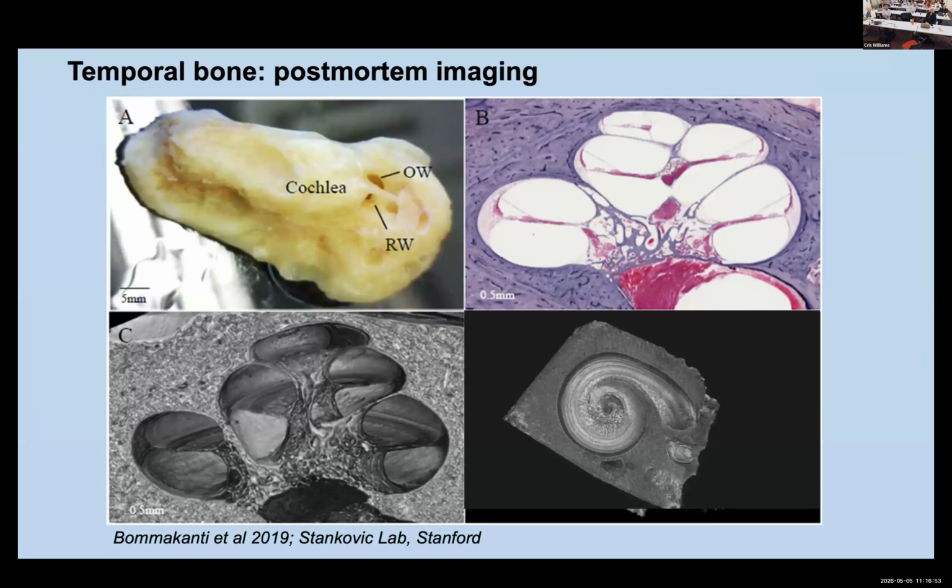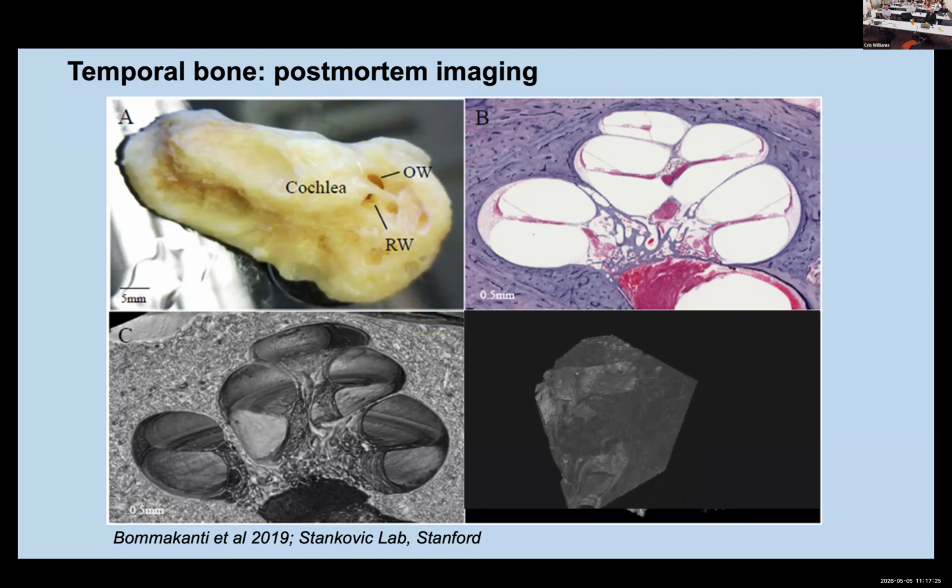In addition to that, our volumetric imaging of postmortem tissue samples, the temporal bone, dissected out, and typically CT, micro CT, and some other imaging tools are being applied and optimized for use in temporal bone. The temporal bone is the organs of hearing and balance. It's a really small part, and so it requires special imaging techniques to get down there.